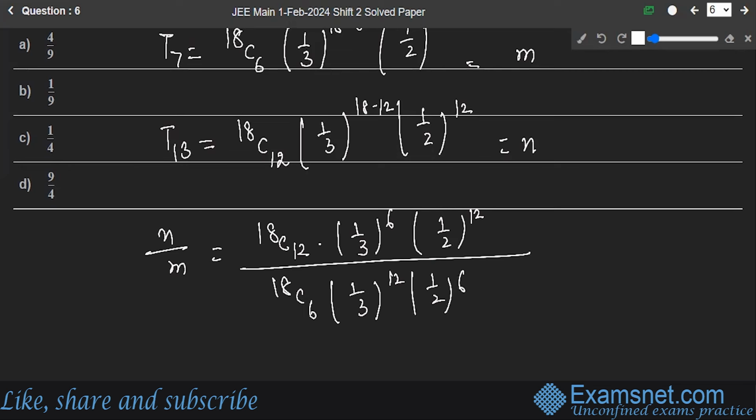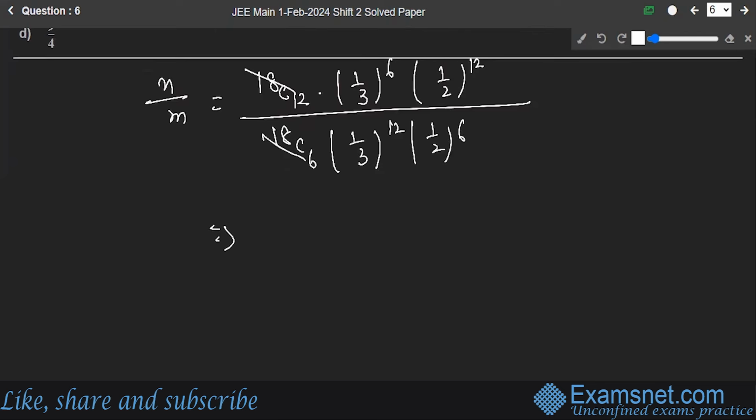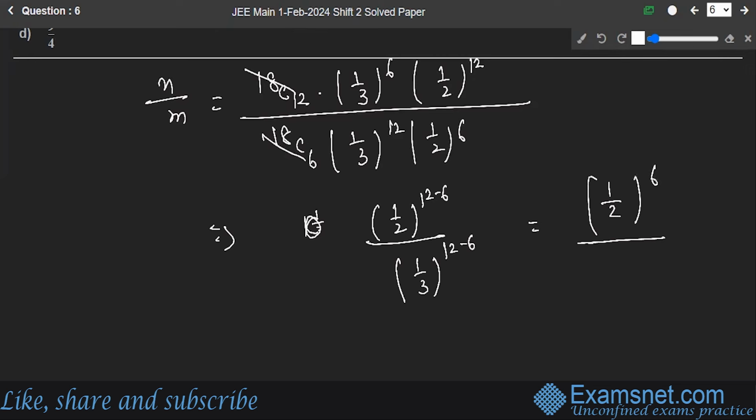On solving, one thing: 18c12 is equal to 18c6, because you have ncr is equal to nc n minus r. So these two are equal, they will cancel each other out. And you will have 1 by 2 power 12 minus 6 divided by 1 by 3 power 12 minus 6. This will be equal to 1 by 2 power 6, 1 by 3 power 6, right? Hope I'm doing right.